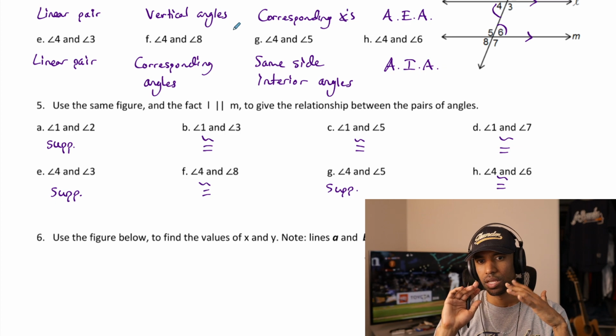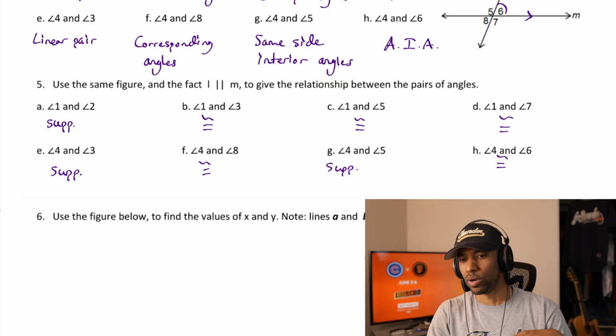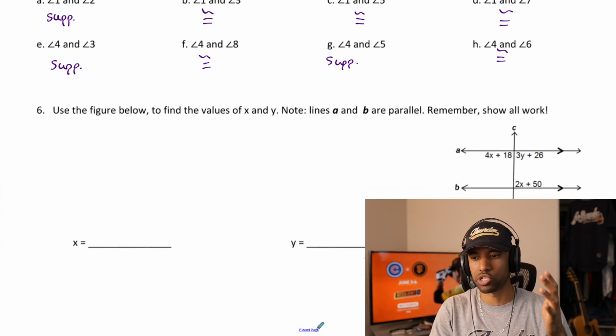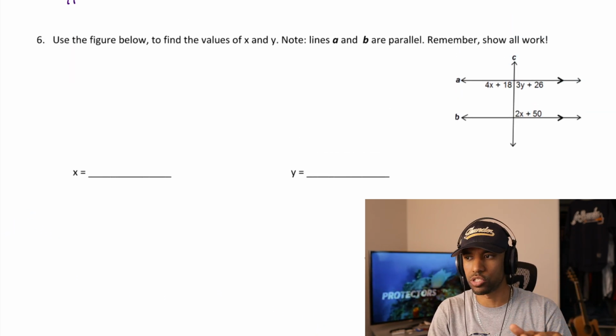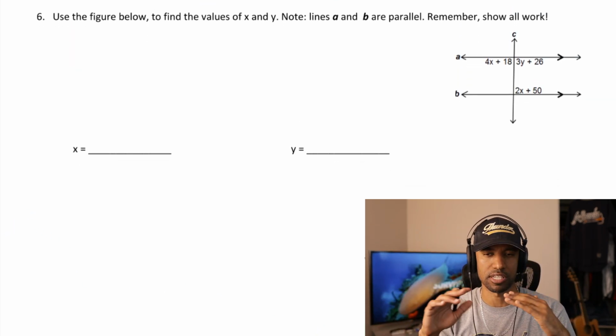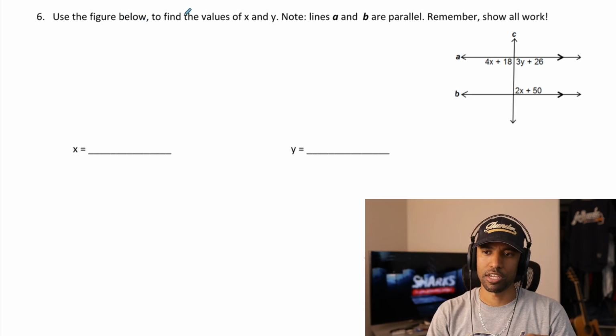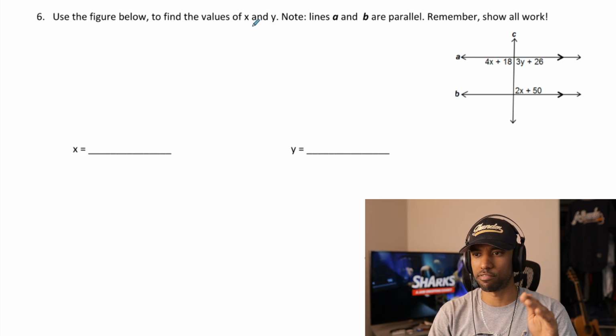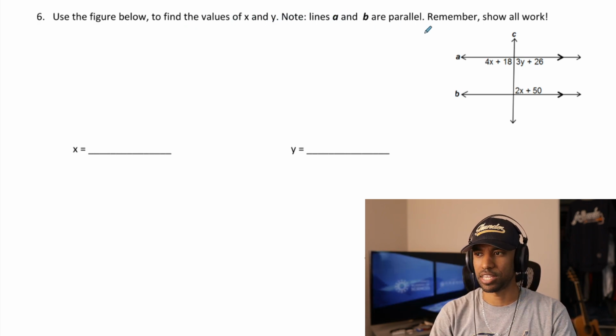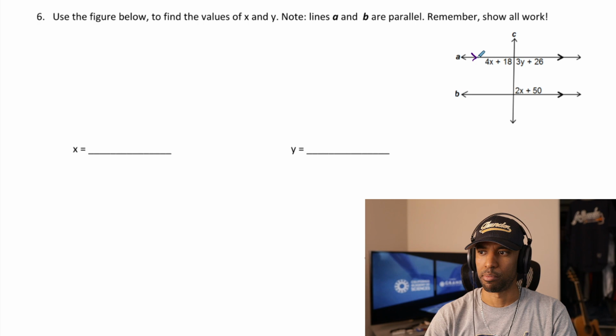Now, there's a problem down below which will give that nature, but there are so many different versions you can have. So as long as you know the relationships, you can use them to either set them equal to each other or add them up to 180. Okay, use the figure below. It's kind of to the right, but use the figure to find the values of x and y. Note lines A and B are parallel. And remember, show all work.